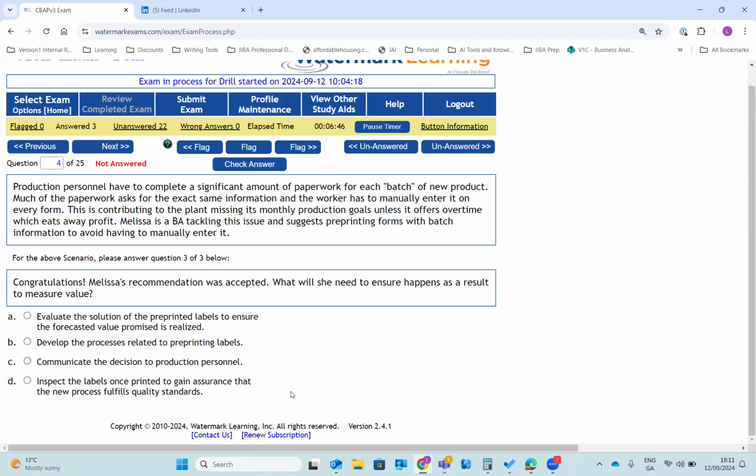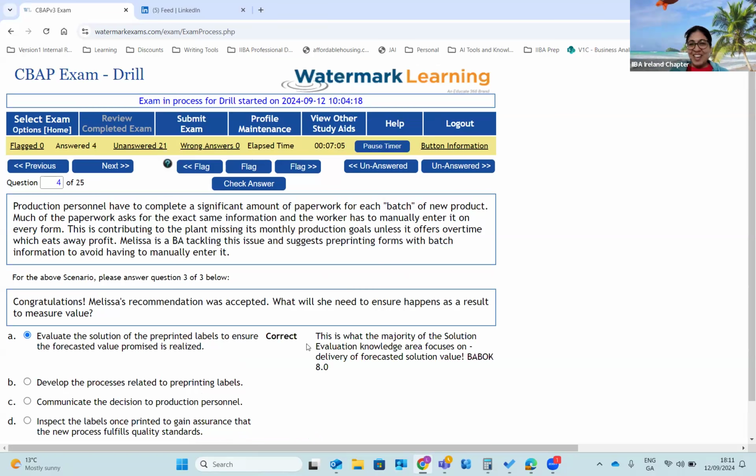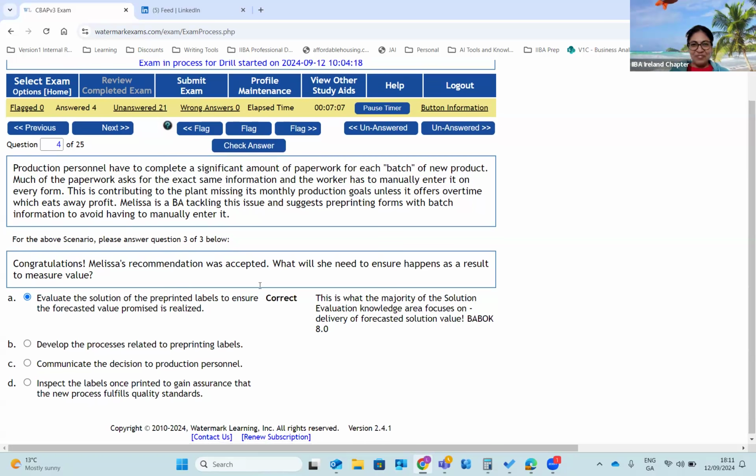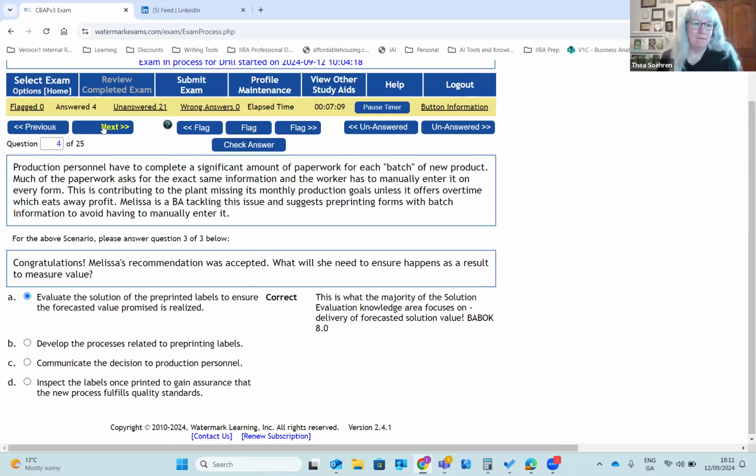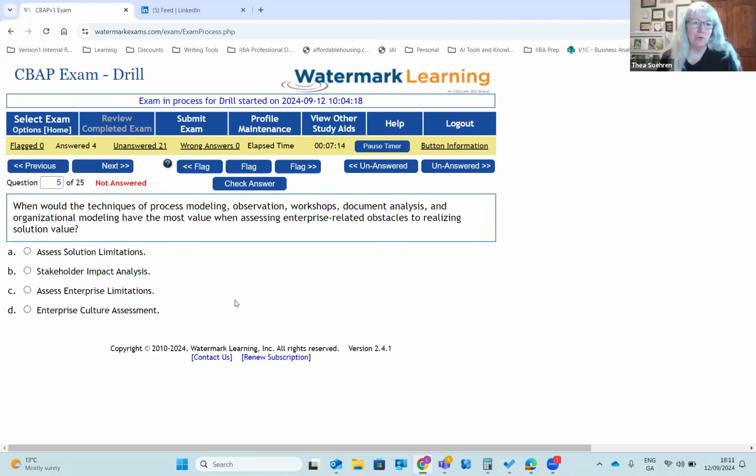I think A, because we need to measure that solution and if the approach worked or not based on the recommendation. I agree here. Yeah, I'd agree with A. Okay, let's vote. Let's check A. A is the right answer. Awesome. Wow, we are on a roll today. The BABOK talks a lot about being able to measure the benefits of the solution.